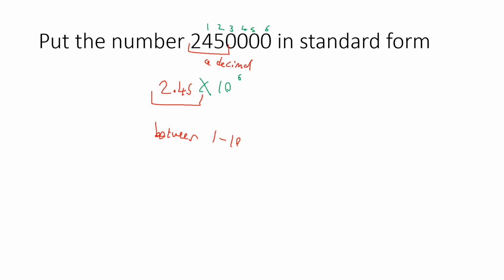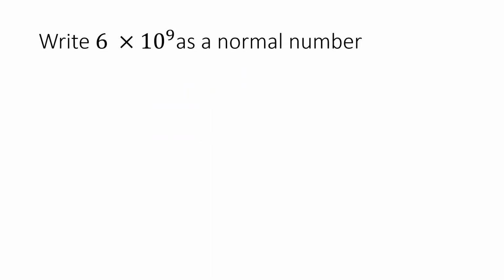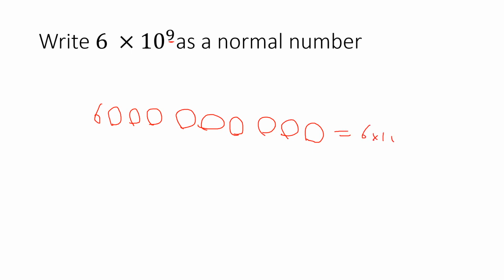But what about something like this? Well, this time we'll have to work in reverse. Write 6 times 10 to the 9 as a normal number. Well, all we're going to do is we just need to add 9 zeros at the end. So it's 6 times 1, 2, 3, 4, 5, 6, 7, 8, 9 zeros. So that's 6 times 10 to the power of 9.